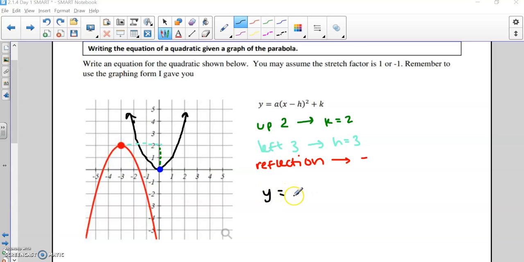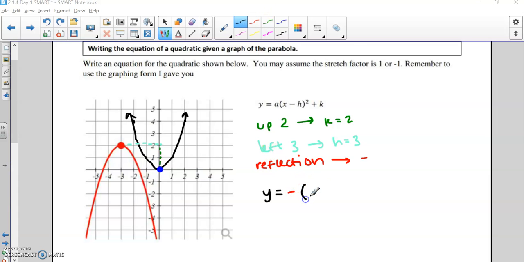We have y equals, now remember, I have this in directions too. When I tell you to write an equation from a graph, don't worry about stretches or compressions. You can put a 1 there if you want. Don't need to, doesn't make a difference. So don't worry about that. We do need a negative sign. That always goes up front.